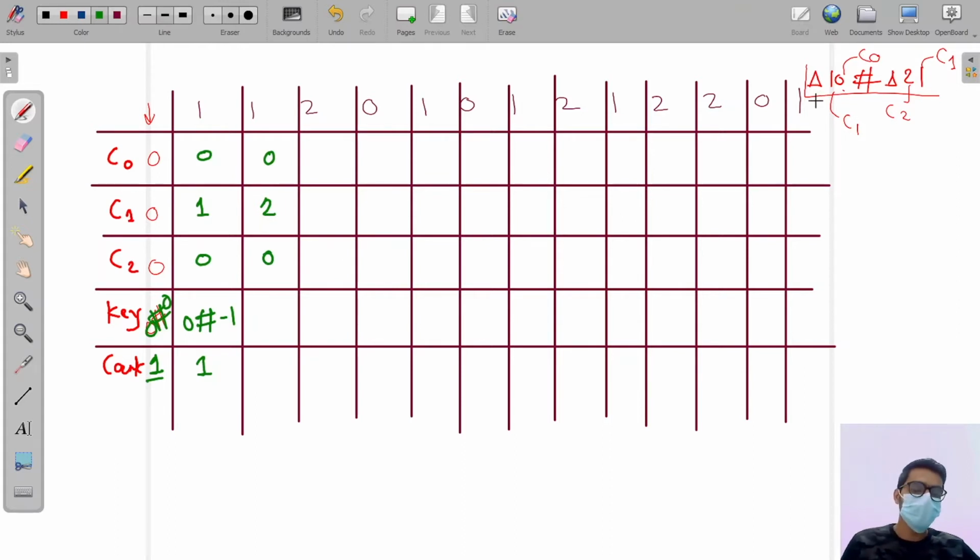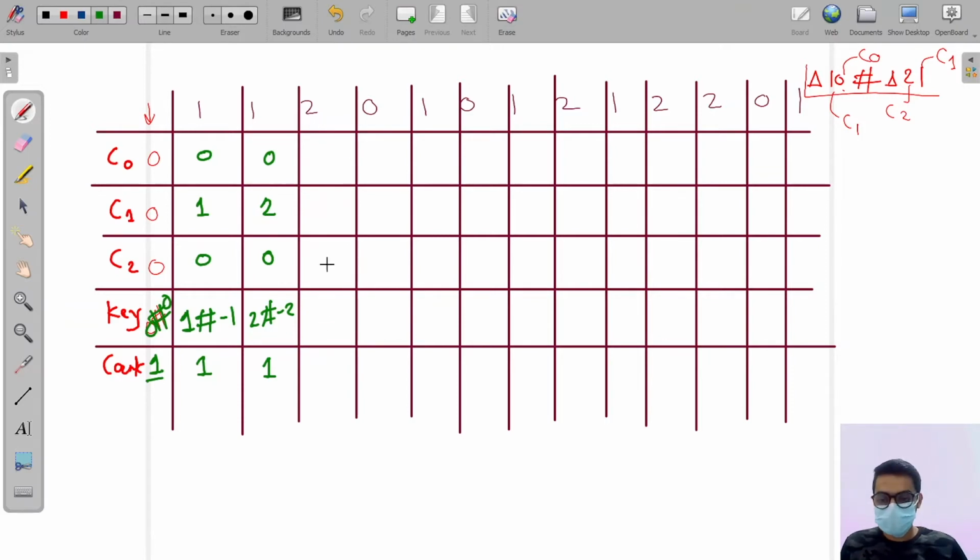Now again we need to find the key. The key contains count of 1 minus count of 0, so 2 minus 0 is 2, and count of 2 minus count of 1 is 0 minus 2, that is minus 2. This key appears for the first time, so its count is 1.